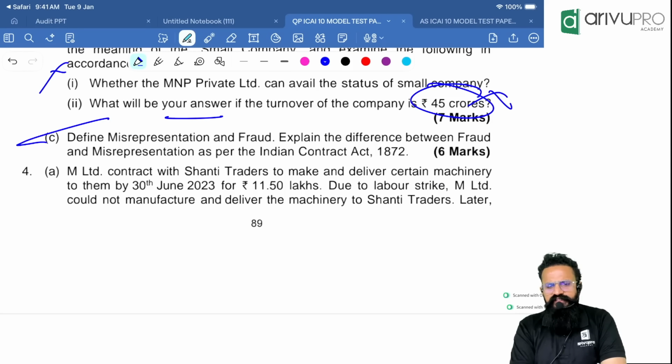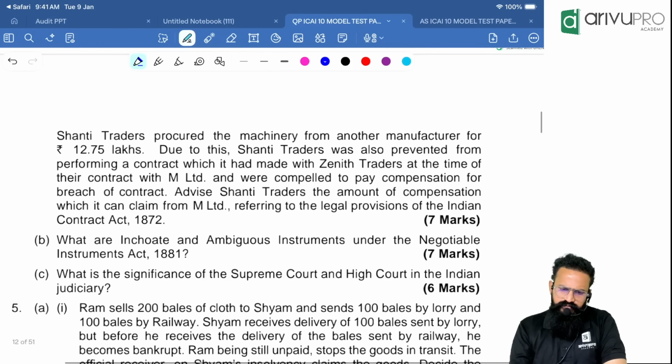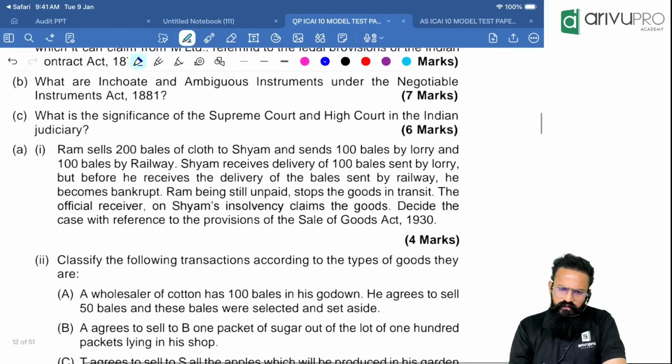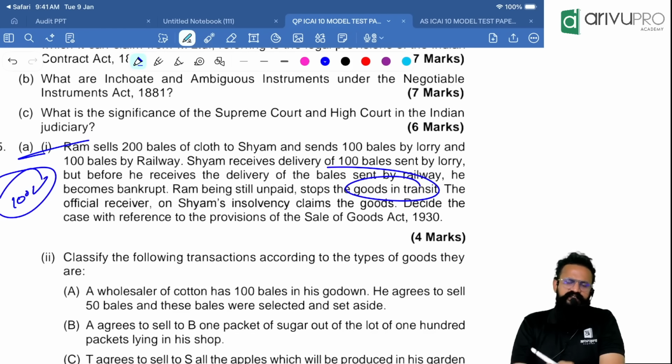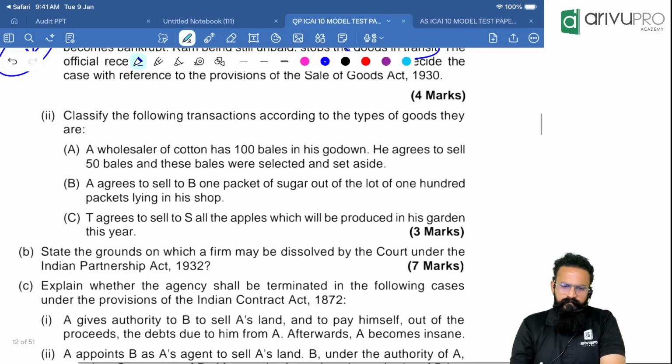Define misrepresentation and fraud. Ram sells 200 bales of cloth to Sham and sends 100 bales by lorry and 100 bales by railway. Sham receives delivery of the 100 bales sent by lorry, but before he receives delivery of the 100 bales by railway, he becomes bankrupt. Similar to goods in transit, whatever we had seen. For the 100 bales, you can exercise the right of stoppage in transit.